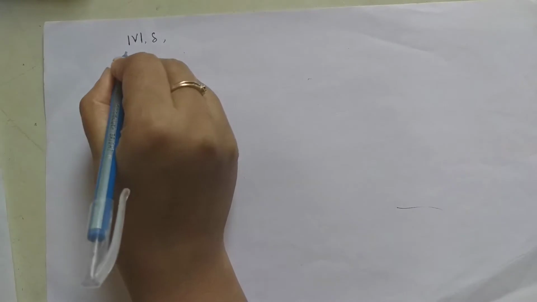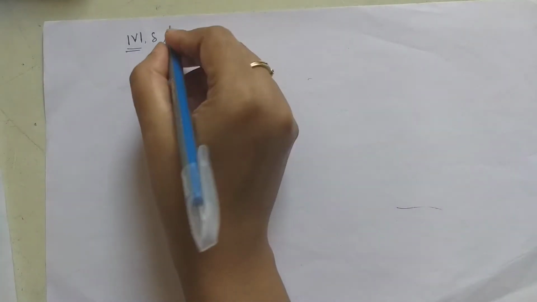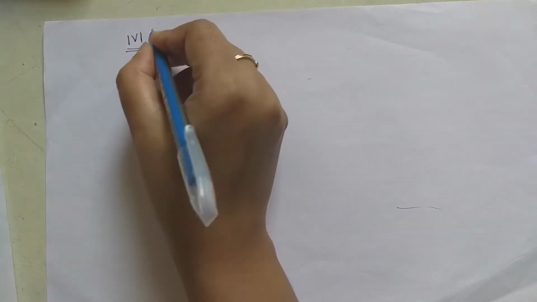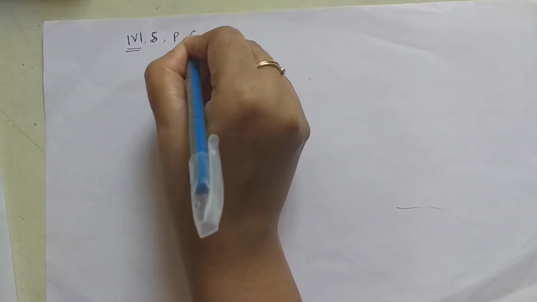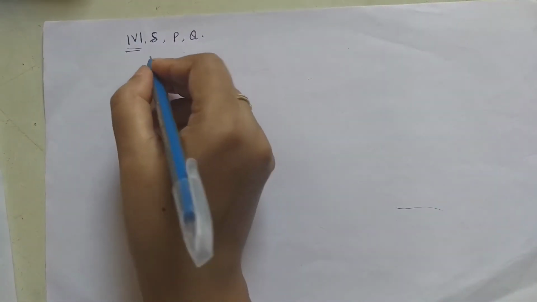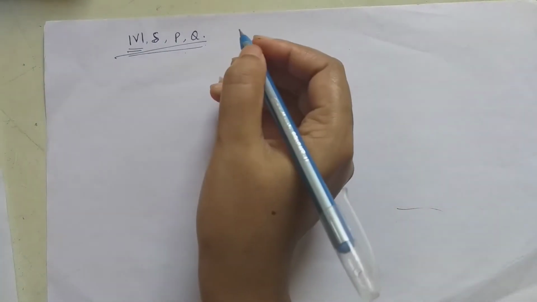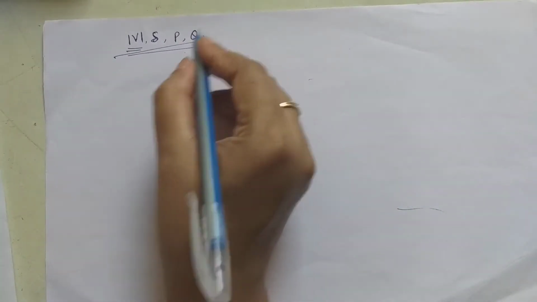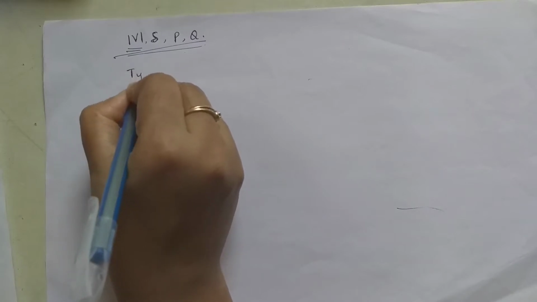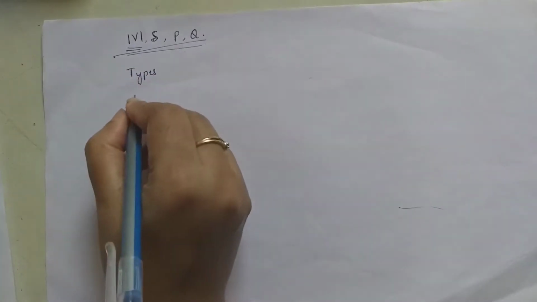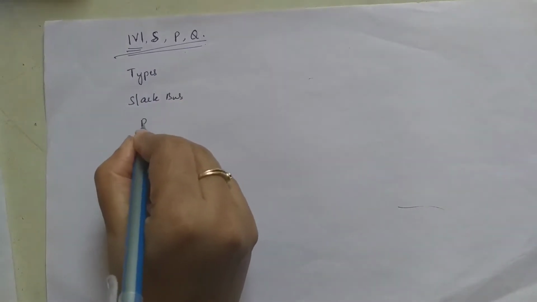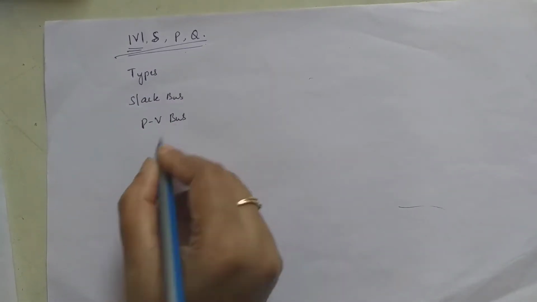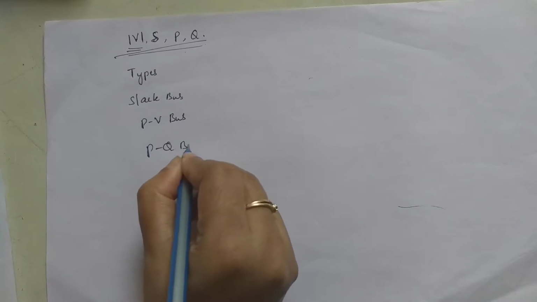One is magnitude of voltage, angle of voltage, real power and reactive power. Based on this, we proceed with the calculation. There are 3 types of buses. First bus is slack bus, second bus is PV bus and third bus is PQ bus.